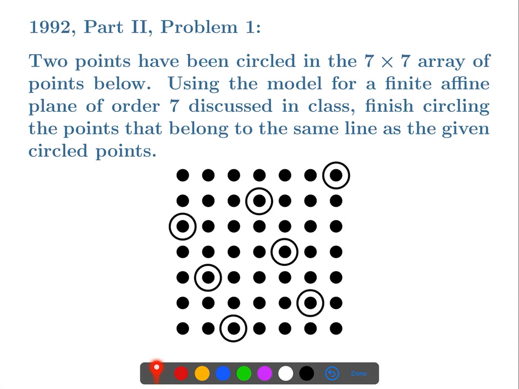In a 7 by 7 array of points working mod 7, we're going to have exactly 7 points. So an affine plane of order 7 has 7 points on a line. So those are the 7 points, and that would finish this problem.